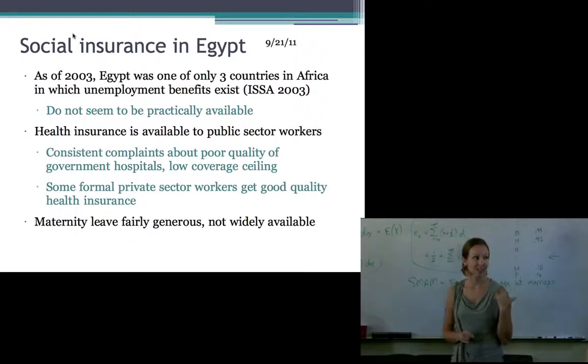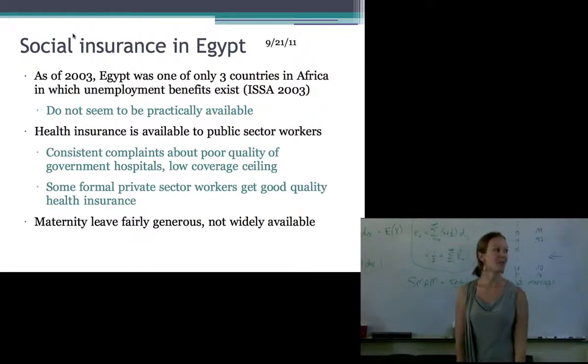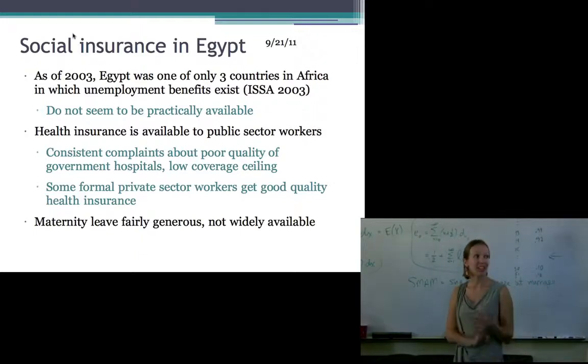Maternity leave kind of works the same way. I really had my heart set on doing another paper about maternity leave, but not enough people have it. Basically, maternity leave, the benefits are really generous. You get 3 months of full pay. And if you work in an establishment that employs 50 or more people, you can take 2 years of unpaid leave. And your employer is not allowed to fire you. Something I'm sure we would all love to have.